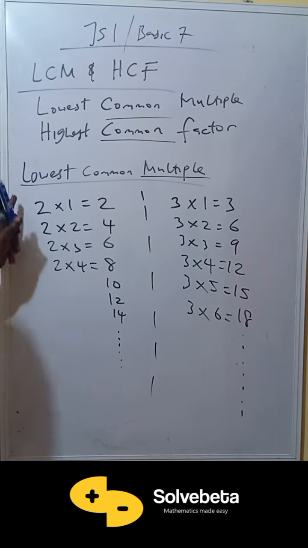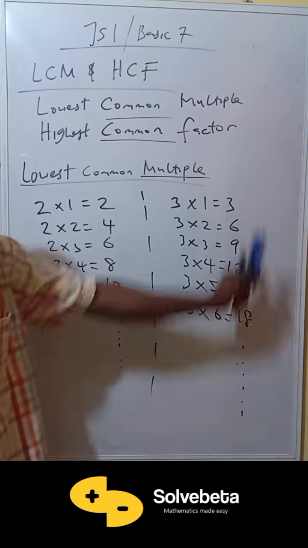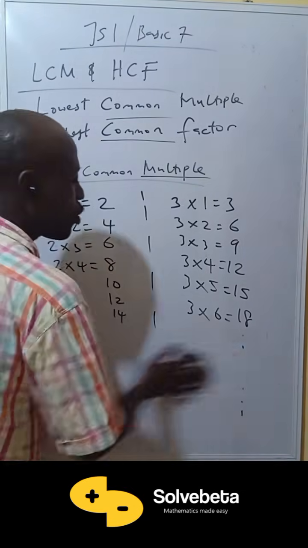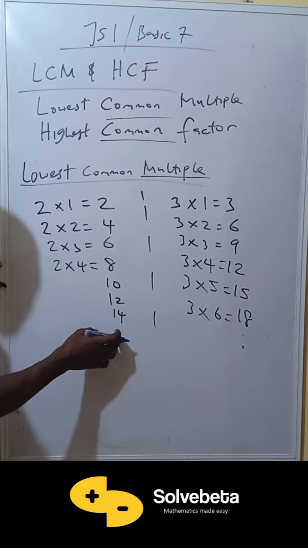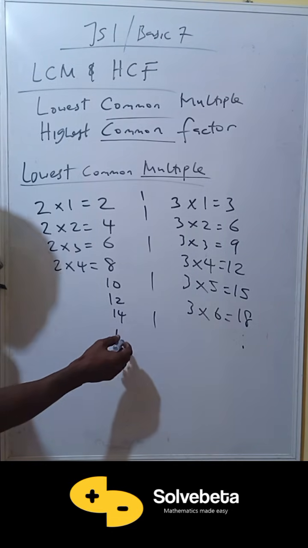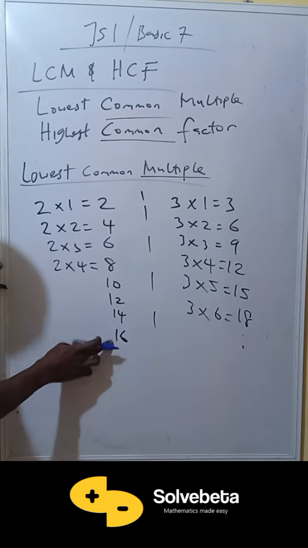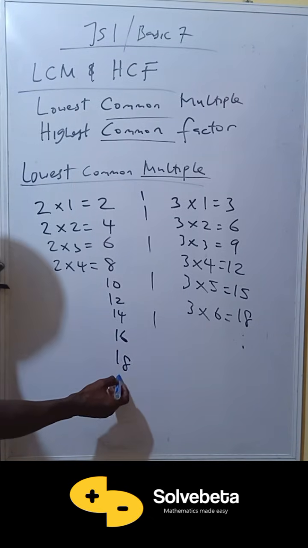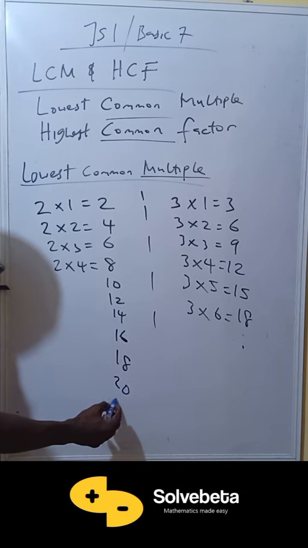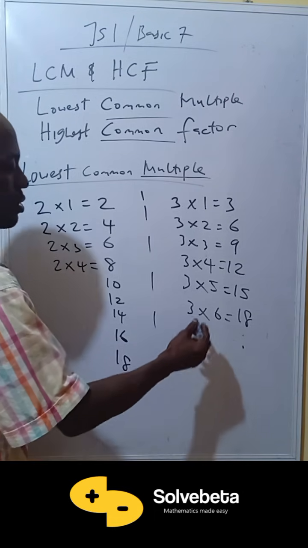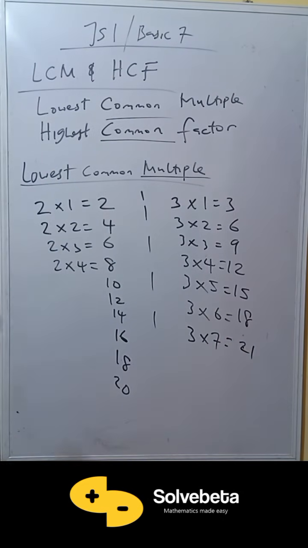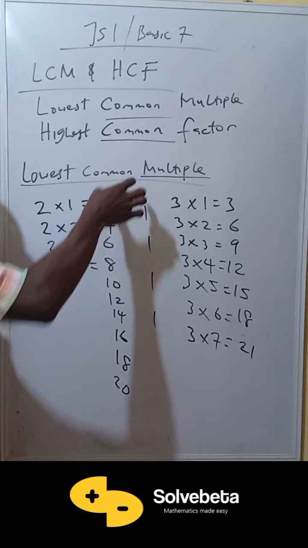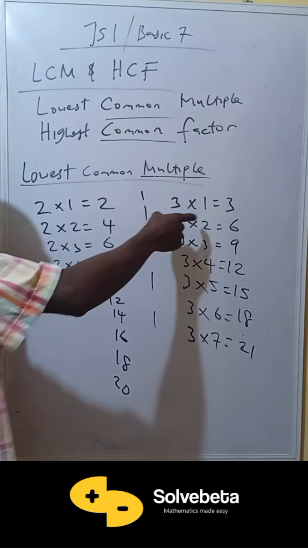So take note of this. These are the multiples of 2. These are the multiples of 3. Now, if we have to find common multiples based on what we have, I think I should do this up to 20 so that the example would hit the commons. 16, 18, 20. Okay, let me stop at 20. This one, 3 times 7, is 21.